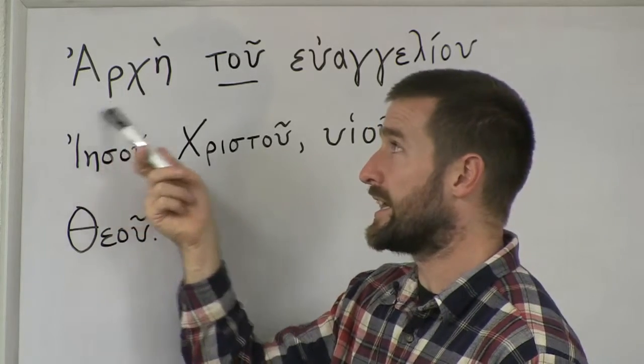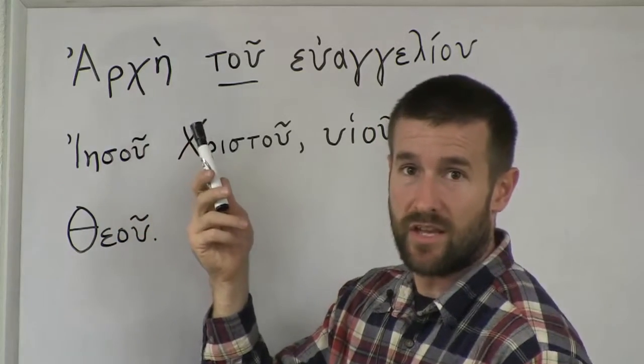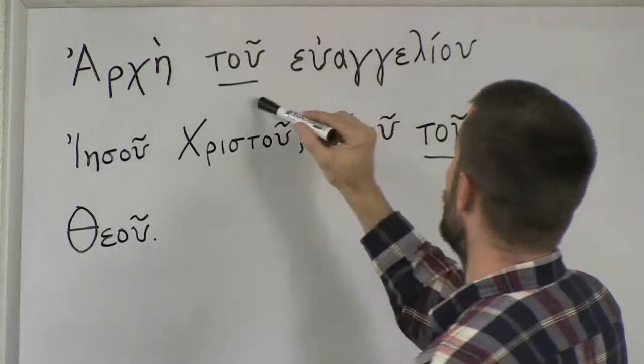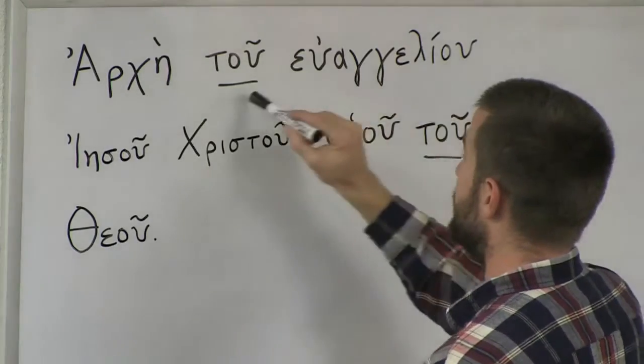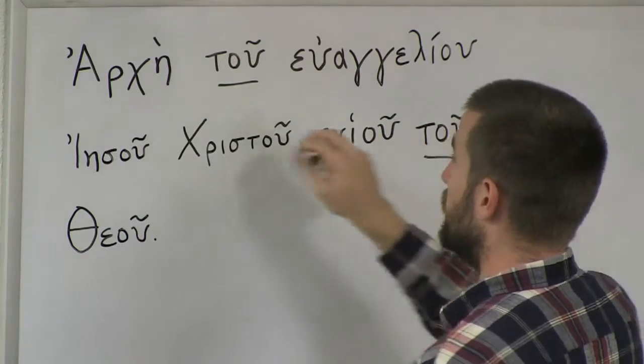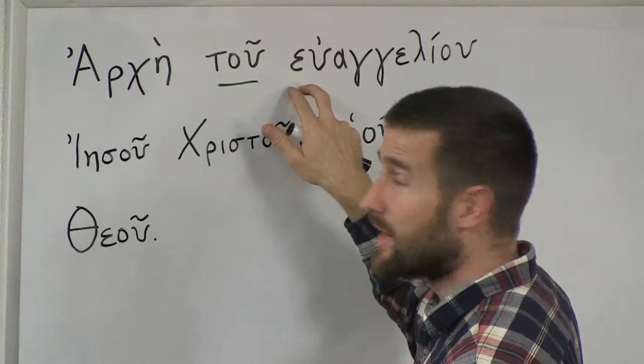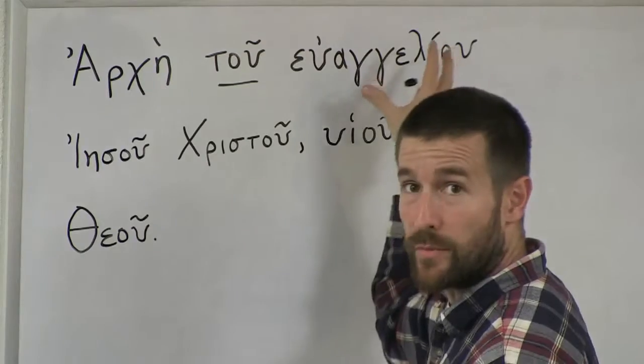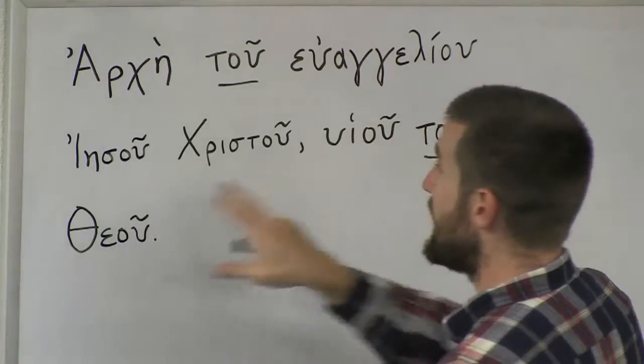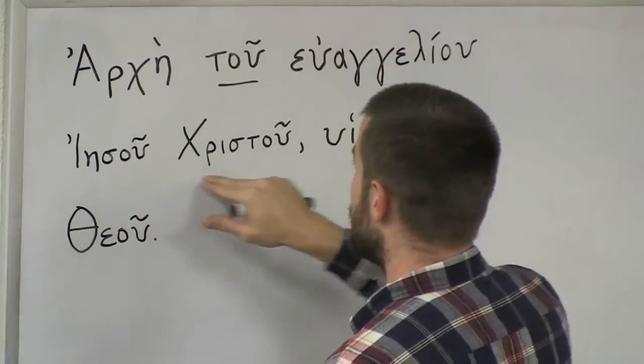Here, it just says archi, all right? The word the is implied. Tu evangeliou, of the gospel. Both the word the and the word gospel are put in genitive case because it's the beginning of the gospel. Okay? Then we have Isu Christou.